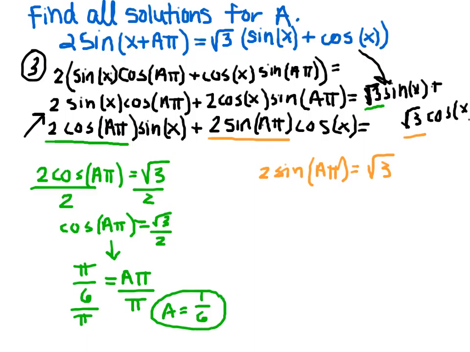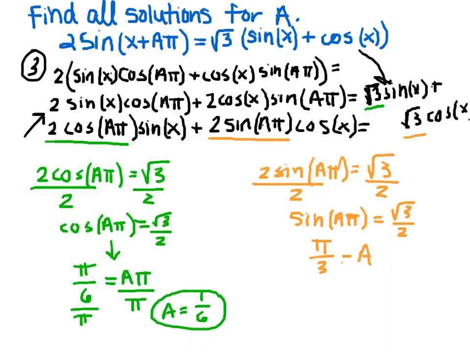Now for this other expression, we do the same thing. We have to divide by 2 on both sides, and we see that sine of a pi equals the square root of 3 over 2. And we know the sine is equal to the square root of 3 over 2 when the angle is pi over 3. So we set that equal to a pi. And again, we solve for a, so we divide by pi. And we see that a equals 1/3.